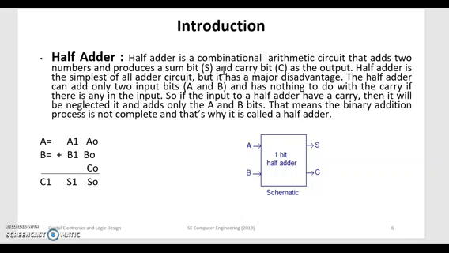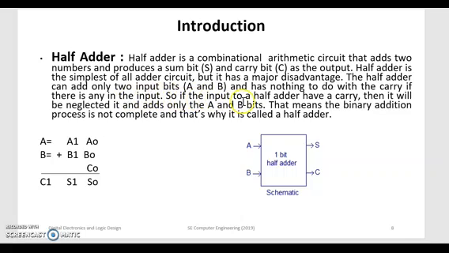Half adder is a simple form of adder circuit, but it has a major disadvantage. Now what is that disadvantage? Half adder can add only two single input bits. It can add two single bit numbers at a time. Let us consider A and B, and it has nothing to do with a carry if there is any inside the input. You will get a better understanding of this line by seeing the example.